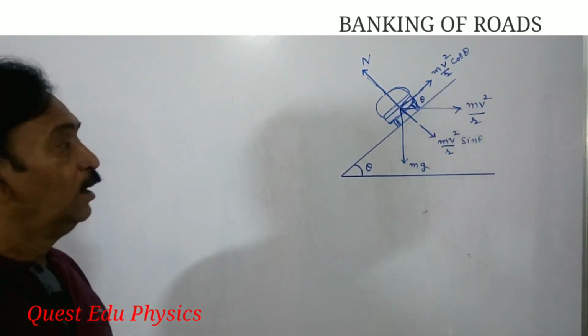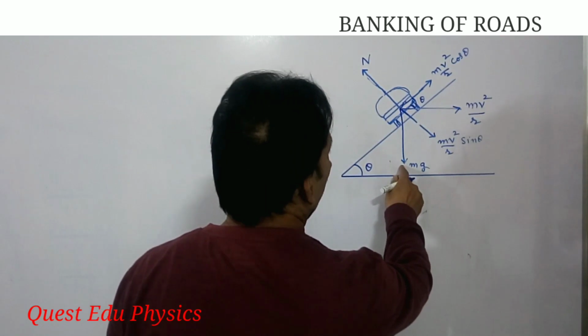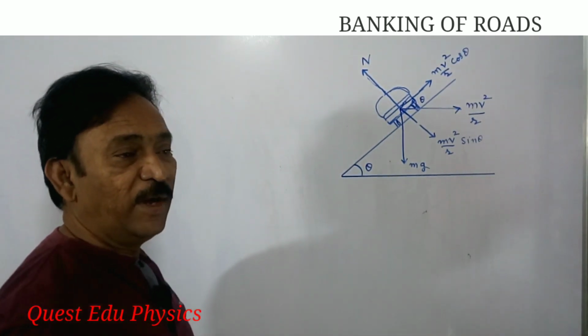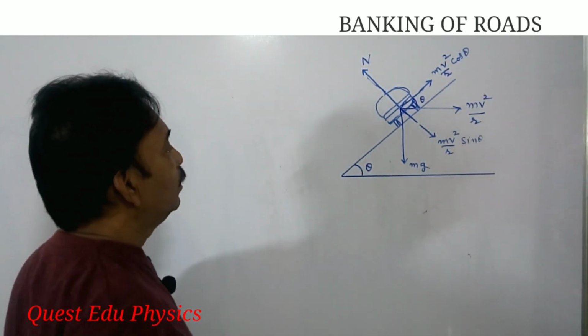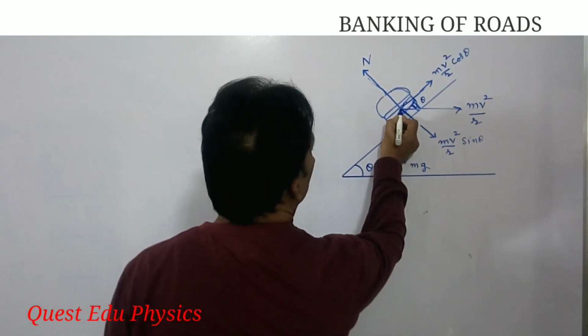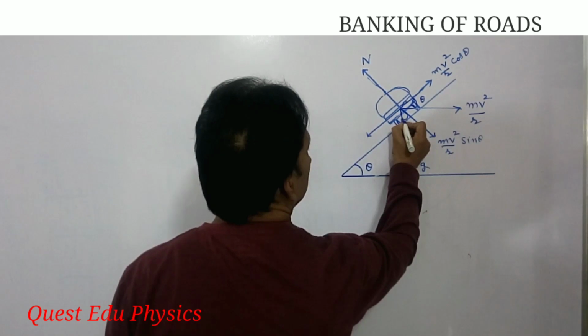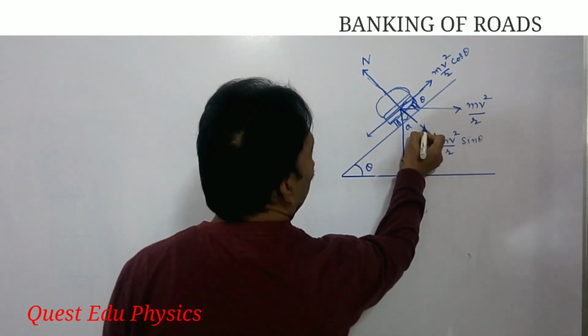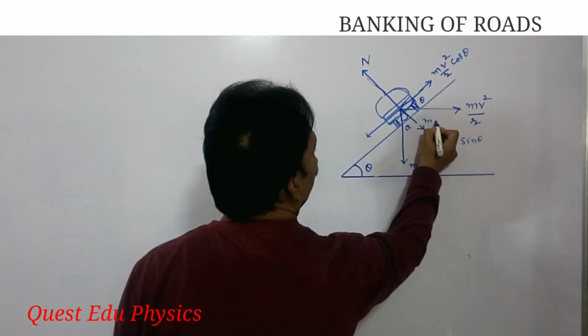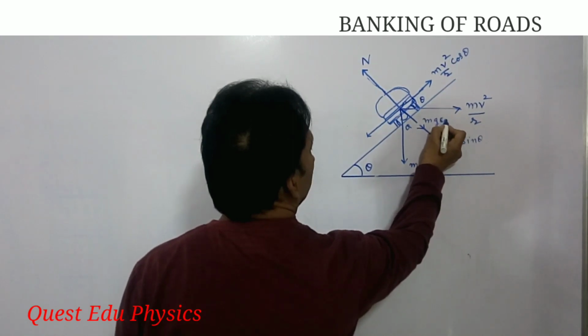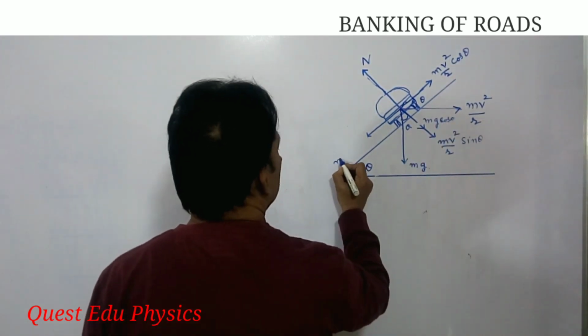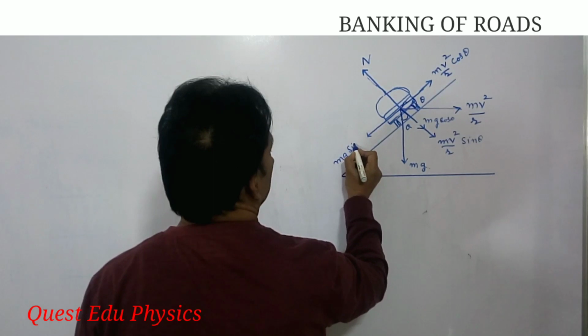Then what about this? It's the weight of the vehicle. Now we are resolving the weight into components. See, the weight has been resolved. With the angle theta, the components are mg cos theta and mg sin theta.